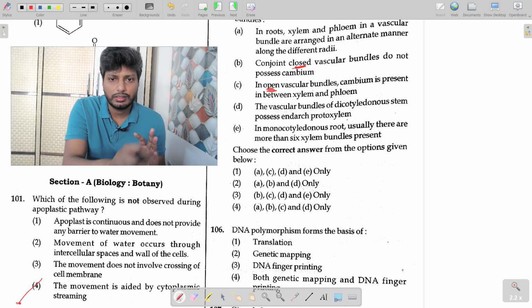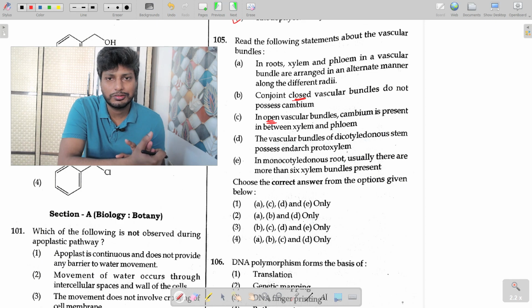Oh, now here, I think this is an ambiguous question. Dear students, in such questions, there are always chances of certain questions being ambiguous in nature in a NEET exam. So I believe that here all 5 options are correct. A is absolutely right, B is absolutely right, C, they are saying that in open vascular, the more right way of saying this would have been in open conjoint, but still if we consider C as right, then A, B, D and E, but there is no option like that.